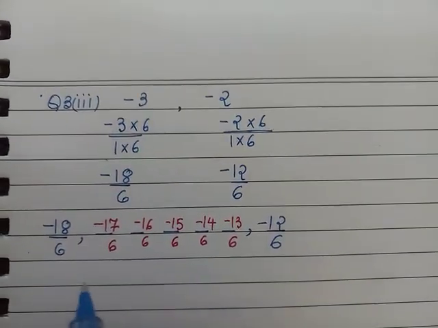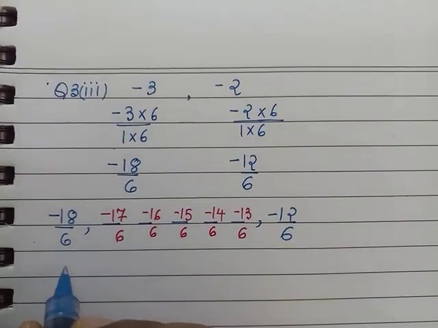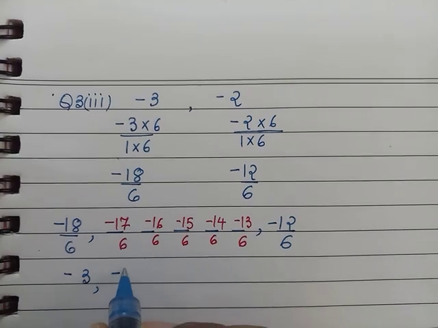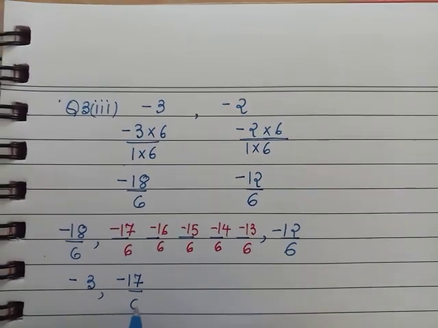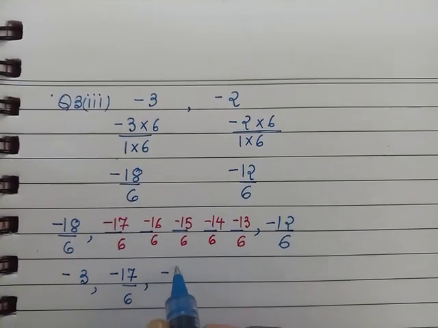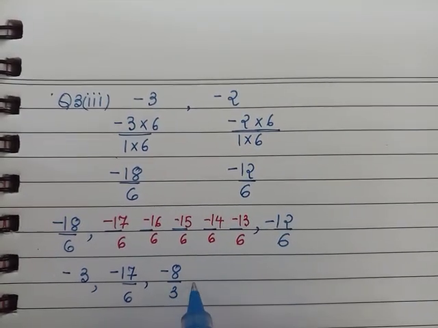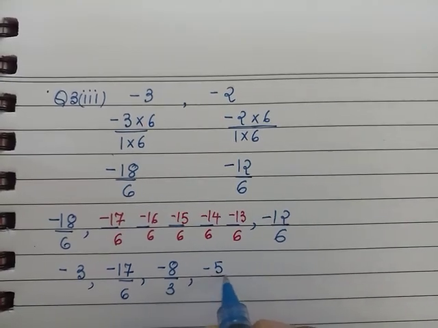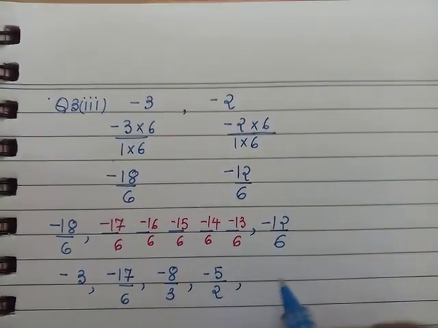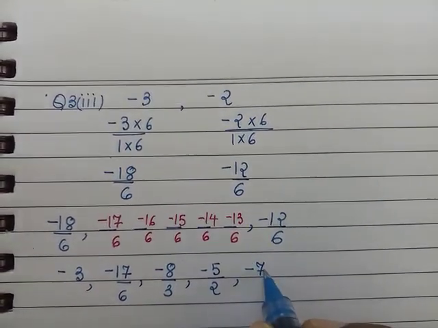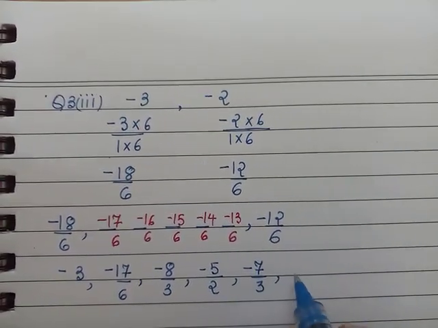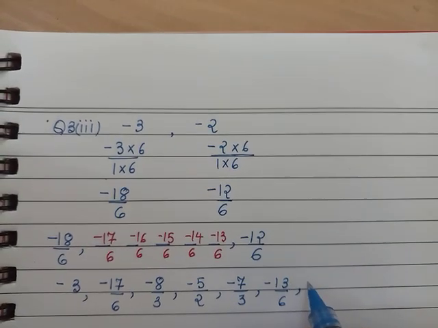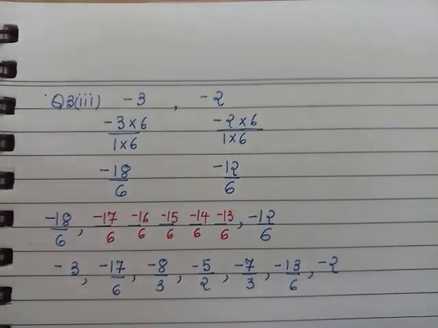Whenever we write the final answer, we always write it in the simplified form. -17 by 6 is written as it is. -16 by 6 can be simplified, it will become -8 by 3. Even -15 by 6 will become -5 by 2. -14 by 6 will become -7 by 3, and -13 by 6 as it is, and then we have -2.